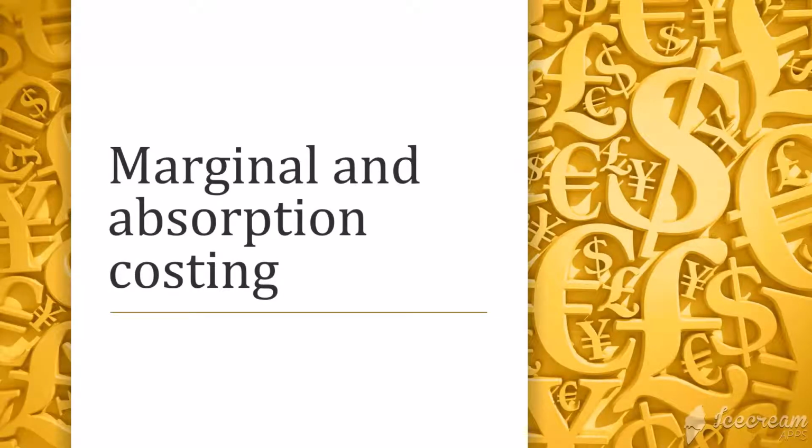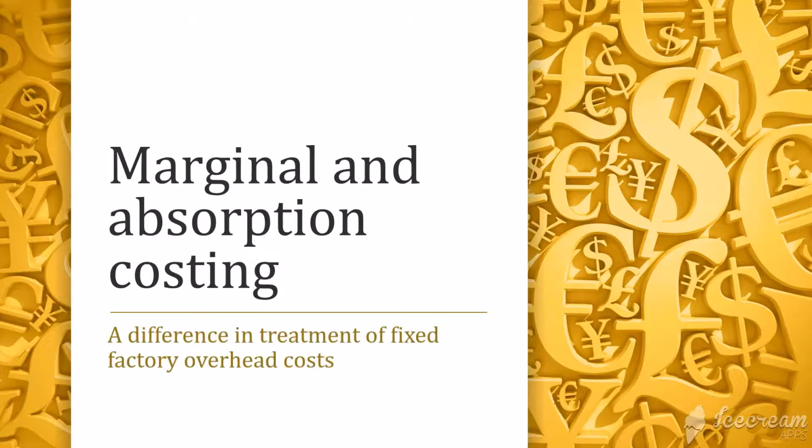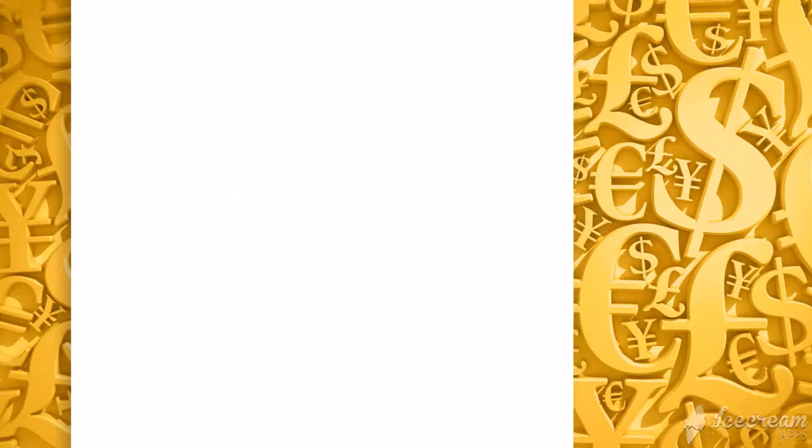We will go through the concepts of marginal and absorption costing in this video. The key difference between marginal costing and absorption costing is the difference in treatment of fixed factory overhead costs. FRS 2 requires a company to use absorption costing. Marginal costing is not allowed for external reporting, so absorption costing is something we should be familiar with.